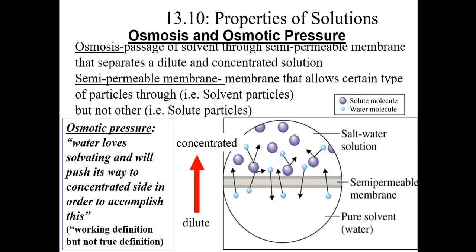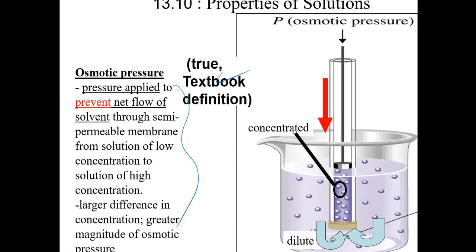Now we need a way of measuring this pressure. So we redefined osmotic pressure with this definition. And let me explain it. So here we have a beaker full of a dilute solution, and you see that there's solute particles in here, and then it's implied that there's water that's floating around.